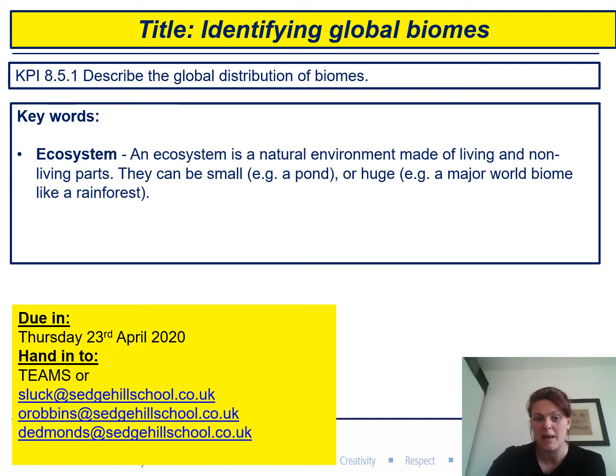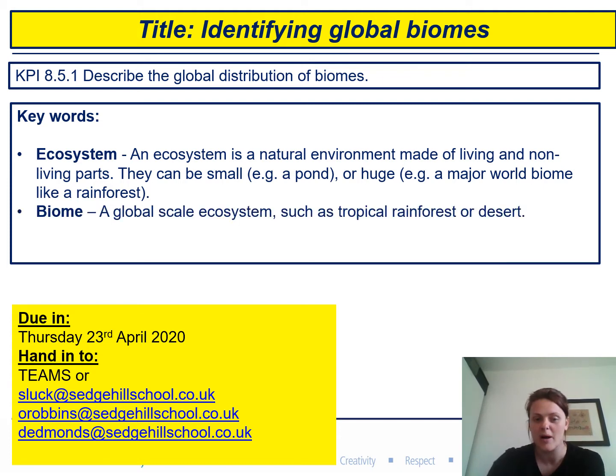Now, these can be big and they can be small. For example, small ecosystems can be found everywhere, for example a pond in your back garden, or they can be huge, like rainforests. A biome is a global scale ecosystem. So these are the big ones that we're talking about: tropical rainforests and deserts.